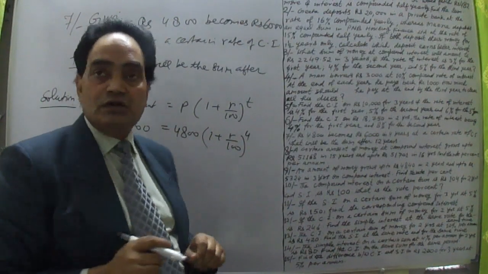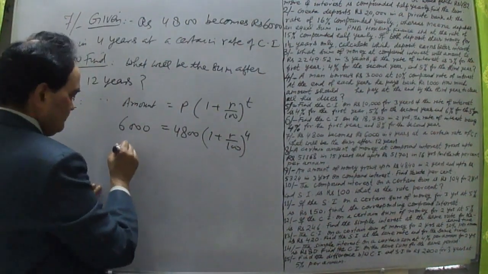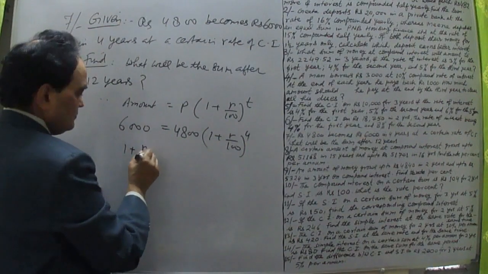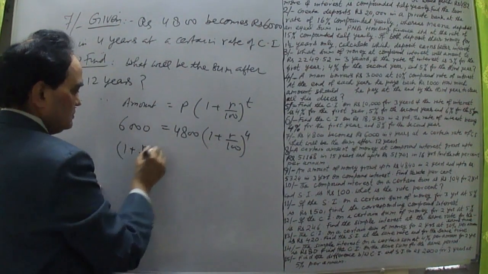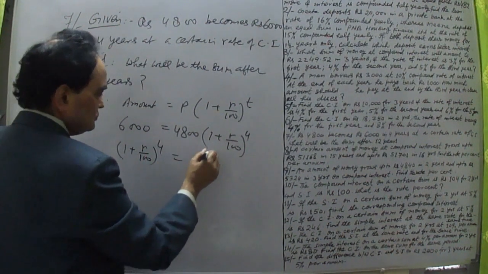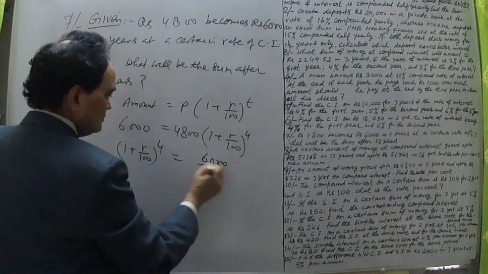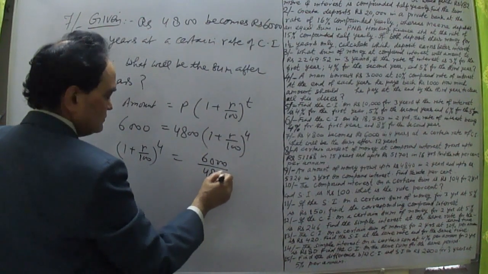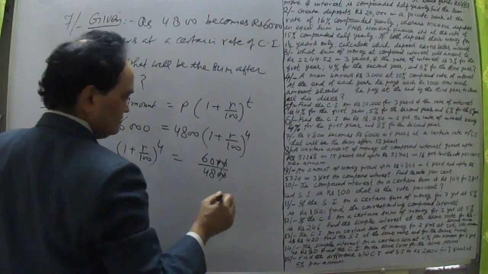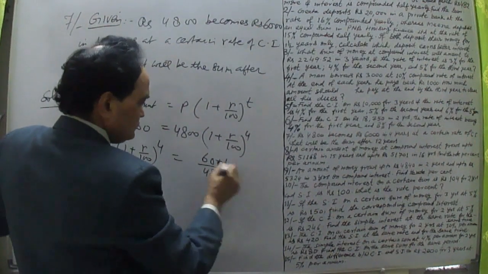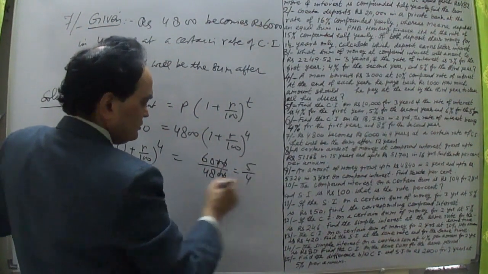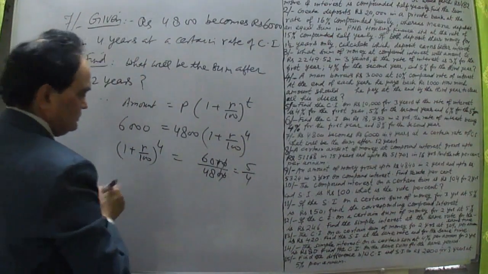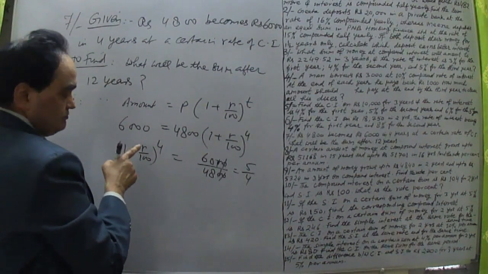Now if I find what the point is: 1 plus R upon 100, whole power 4, is equal to 6,000 upon 4,800. The two zeros cancel out, and this is 12 over 48... 60 over 48, which is 5 by 4. It means this is the ratio at the 4th year.